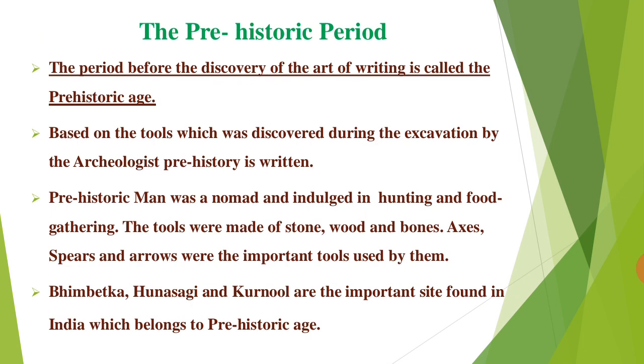What is prehistory? The period before the discovery of the art of writing is called the prehistoric age, otherwise prehistory. History is divided into 2 parts, that is prehistory and history. Prehistory is the vast period of time before written records or human documentations were available. History is with written records.